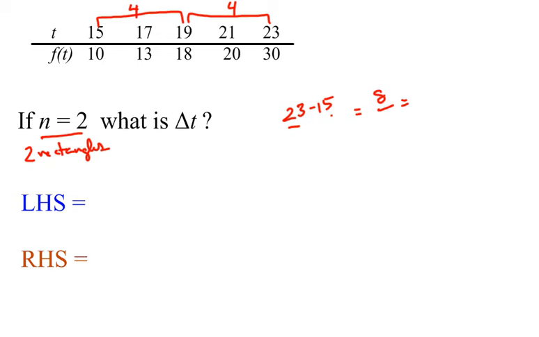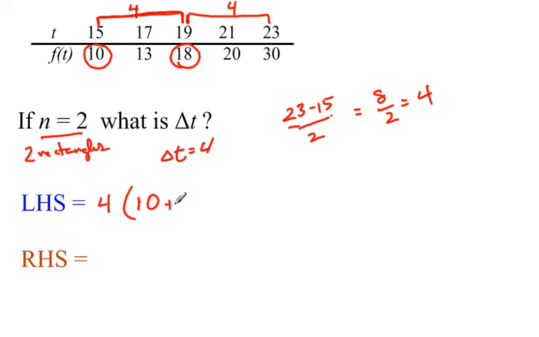N is 2, not 4. So I'm dividing by 2, 8 over 2, which is 4. So delta t equals 4, which means my width is 4 on each of these. And so my heights on the left hand, now I'm looking at the left hand of this region. So see how I drew this rectangle? I'm going to use the 10 for the first rectangle. And for the second rectangle, I start here. The left hand is right here, which is 18. And so when I do that, I've got, let's see, 112 for that one.